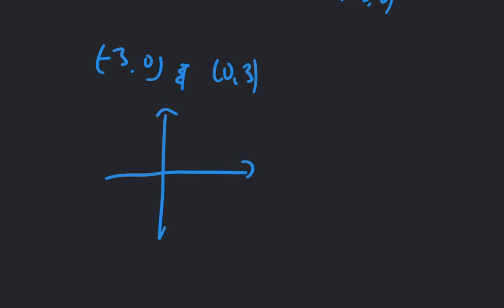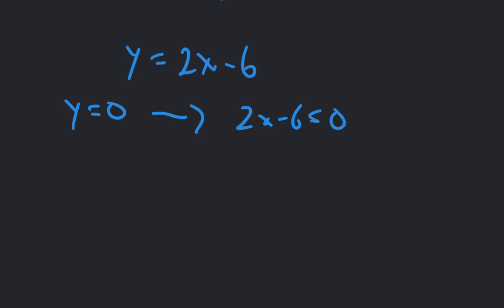To graph it, we just take those 2 points, negative 3, 0, and 0, 3, make our Cartesian plot. We have negative 3, 0 here, and 0, 3 here. We just draw a line, and it goes on forever, this line, because it's a constant growing graph. It just goes on forever.